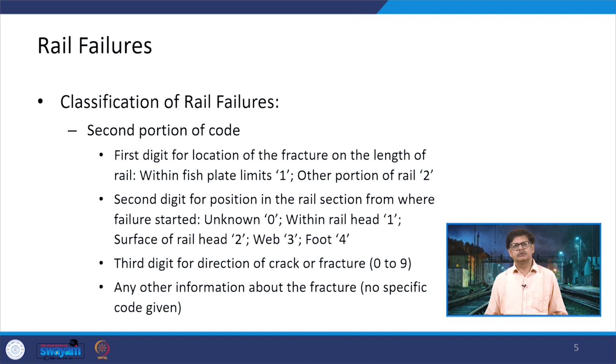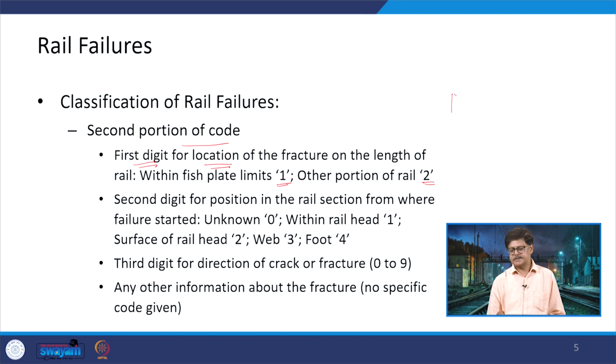The other portion can have 3 digits or 4 digits. In this second portion, the first digit is basically the location of the fracture on the length of the rail, where it has occurred. So, that location is going to be defined. If it is within the fish plates, then 1 is used. If it is in another portion of the rail, then 2 is used. That means you are going beyond the fish plates.